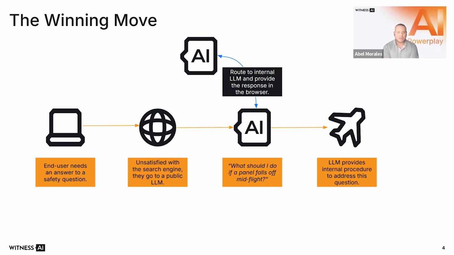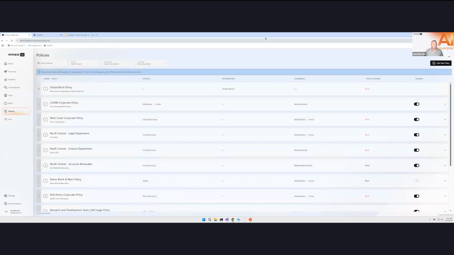So I'm going to switch screens and share what exactly that looks like. This is our WitnessAI console. What we're seeing here is the policy engine. The policy engine works similar to a firewall rule. Anytime we see the first match, that's what's actually going to hit. So in this case, we have the Latin American corporate policy. This is a policy that's applied to me.